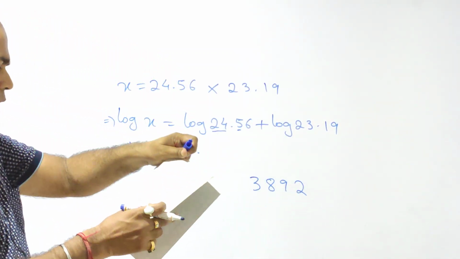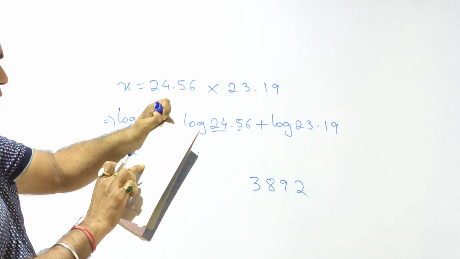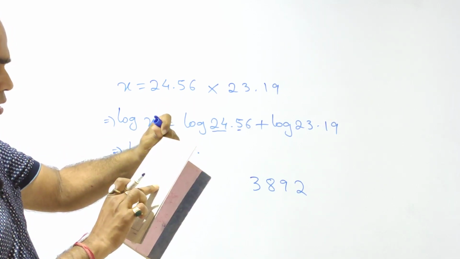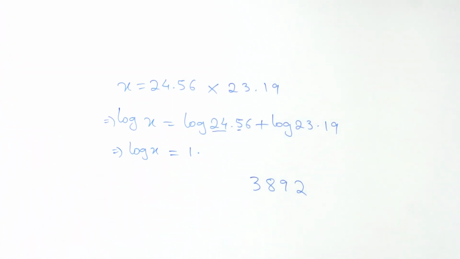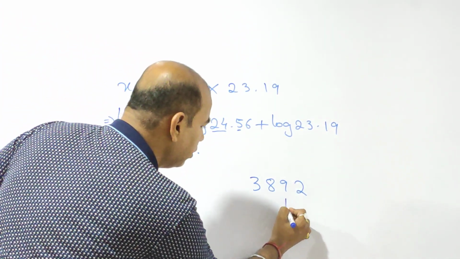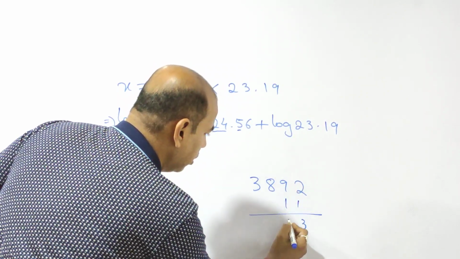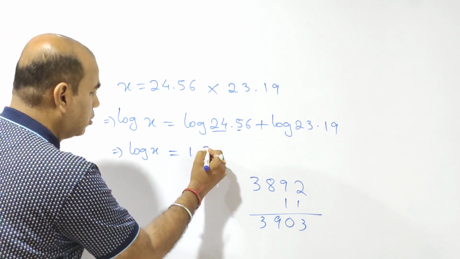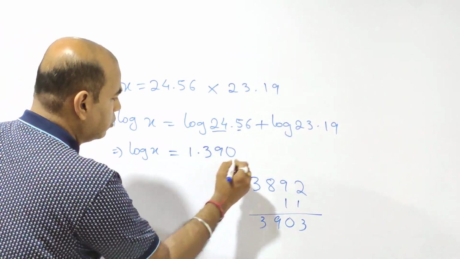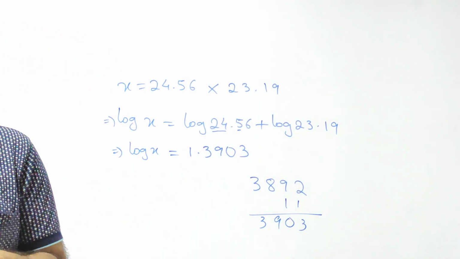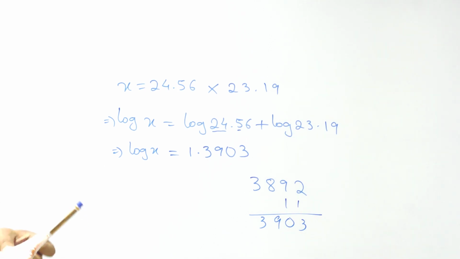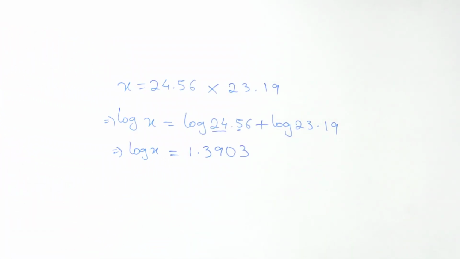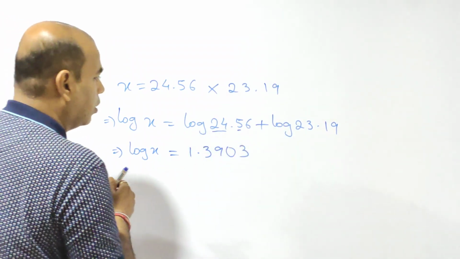24's fifth column is 3892 and its sixth column is 11. So I will add 11. So 3892 plus 11 is 3903. Now this is for this part.